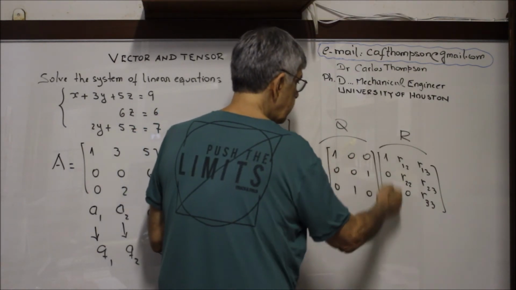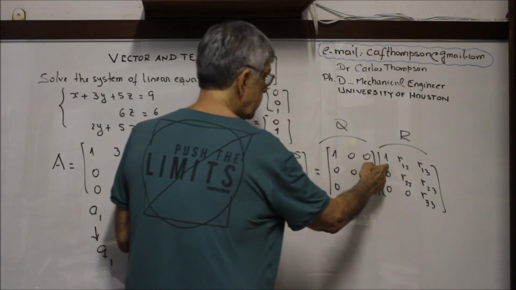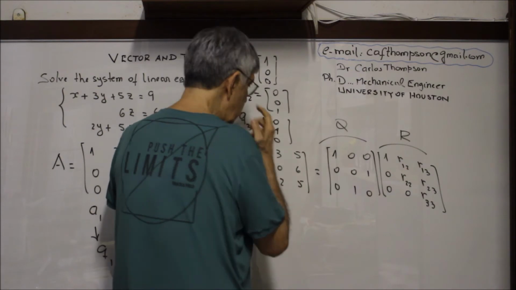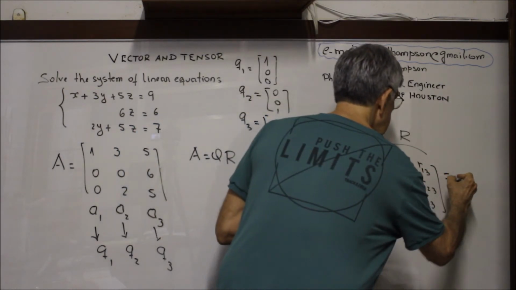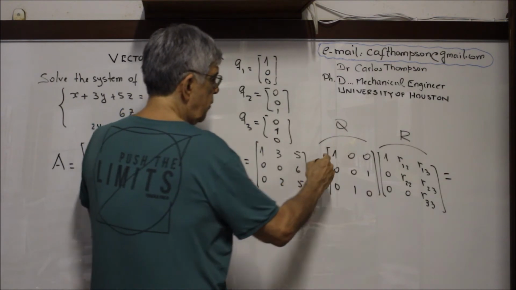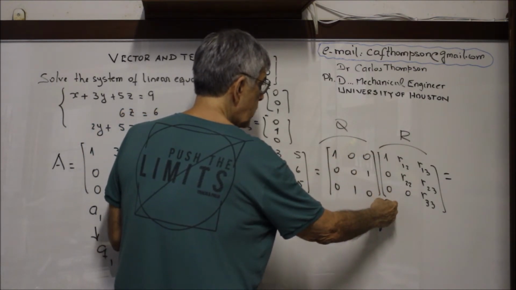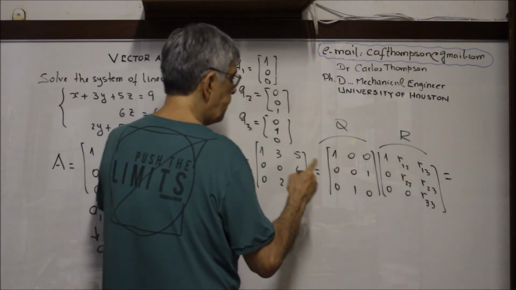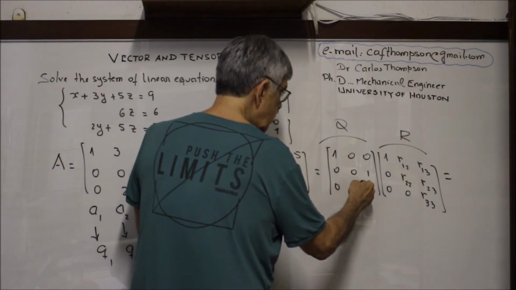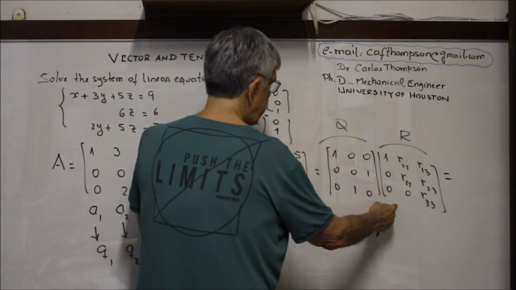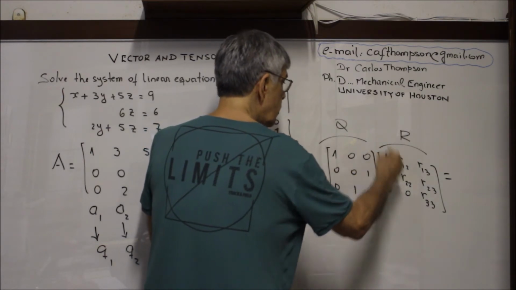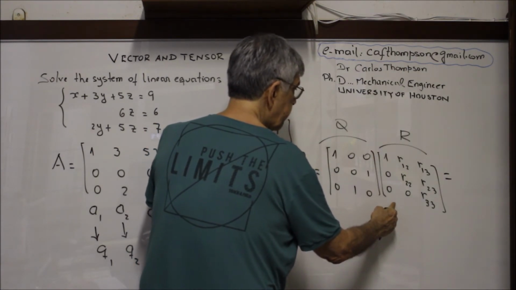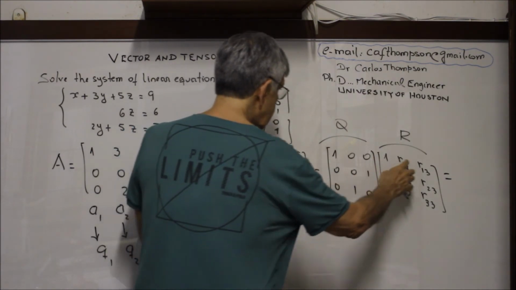Now, first row, first column, this will be 1. You multiply here and compare here. First row, first column will be 1, compared with matrix A, so this will be 1. That's okay. Now, second row, first column will be 0, so that's okay. Now, third row times first column, this will be 0.